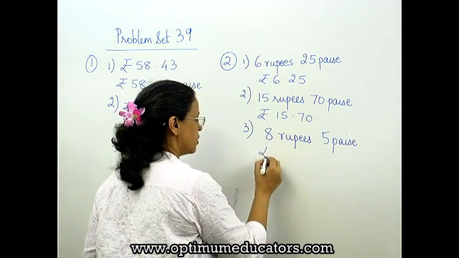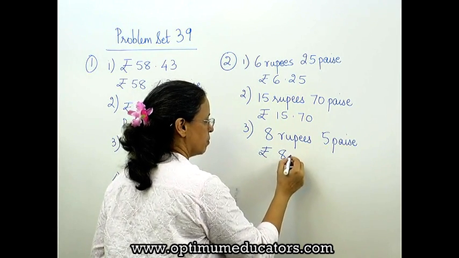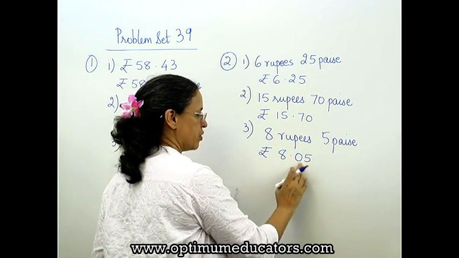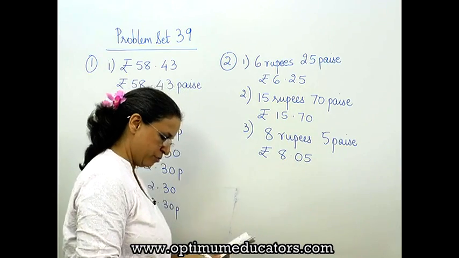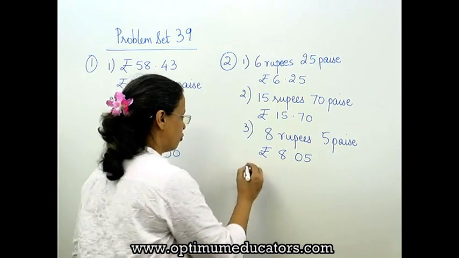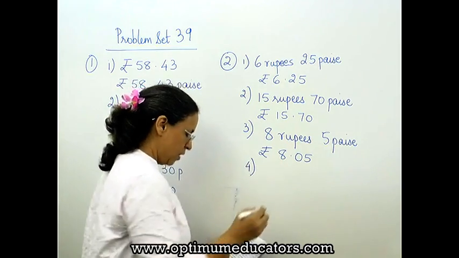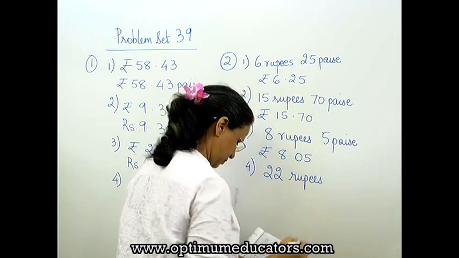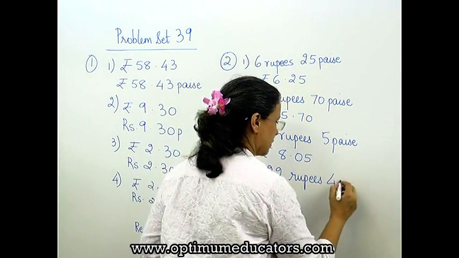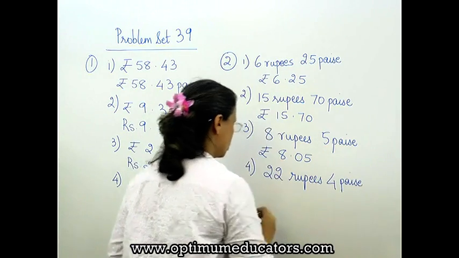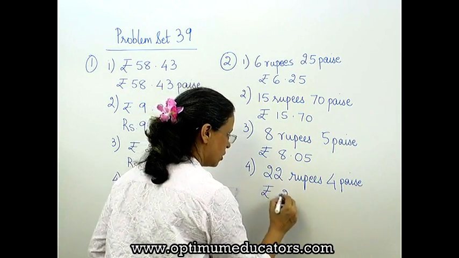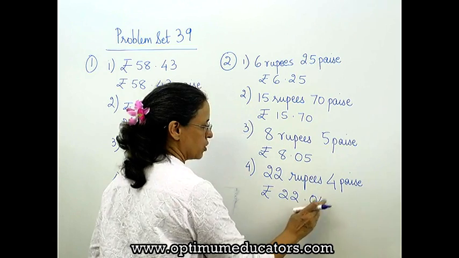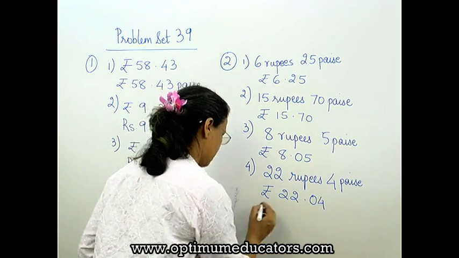So this will be written as rupees 8.05. Now be careful because this is 5 paise out of 100, so it will be written as 0.05. Next one, fourth sum, 22 rupees and 4 paise. So this we will write it as rupees 22.04. Okay, here also 0.04 because it is 4 out of 100 paise.